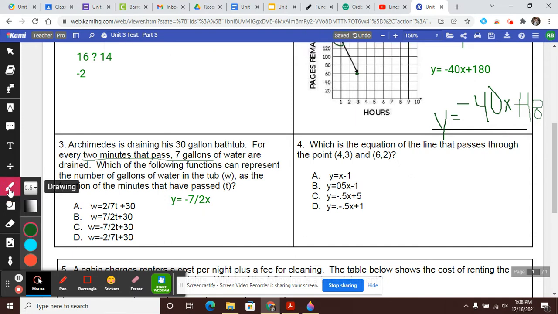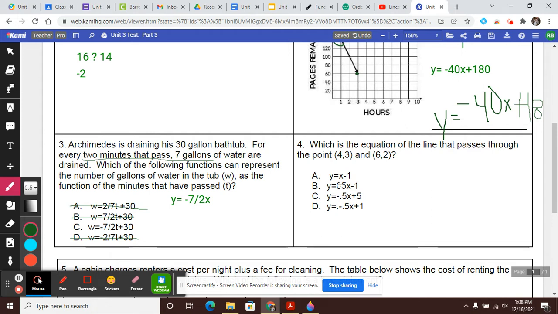Because I've got my slope, I'm going to go ahead and cross out anything that doesn't have that -7/2. So I'm crossing that out. I'm crossing this out because it's not negative. Even though it's 7/2, it's not going to get negative. C works, D doesn't. So I know that I start with 30, so we're good there. So I know my answer is C.